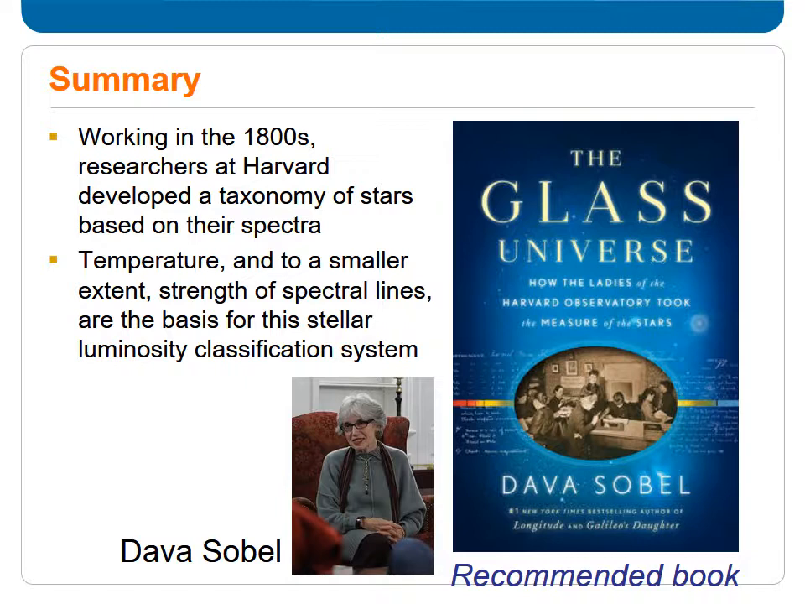In summary, in the 1800s, researchers at Harvard developed a taxonomy of stars based on their spectra, temperature, and to a smaller extent, strength of spectral lines, which are the basis for the stellar luminosity classification system. A recommended book for general audience is The Glass Universe by Dava Sobel. This excellent and entertaining book is historically accurate and detailed, where author Dava Sobel explains how it happened, neither sanitizing nor embellishing the past.